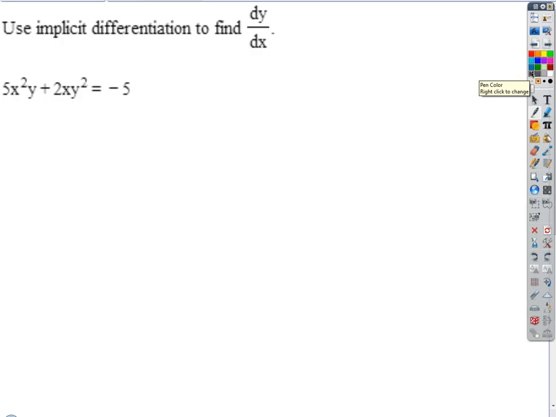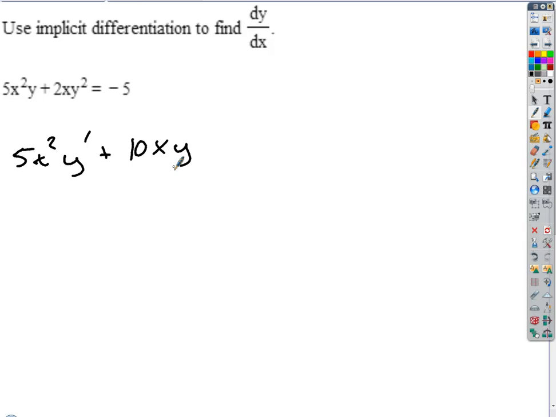All right, so if we differentiate the first one, we get product rule, right? If I do first times derivative of the second, I get 5x squared y prime plus 10xy. Everybody okay with that?